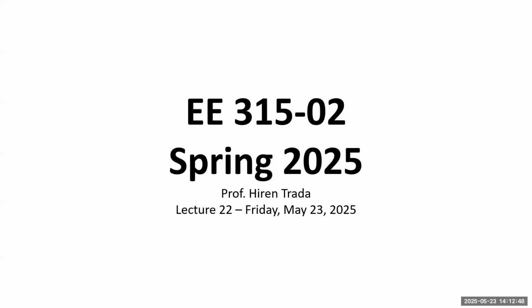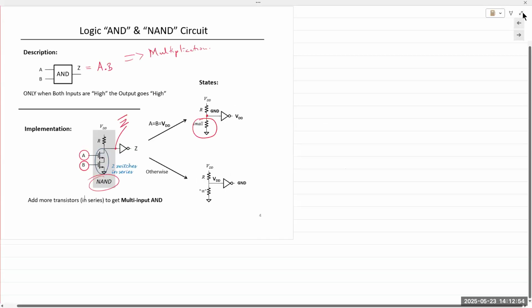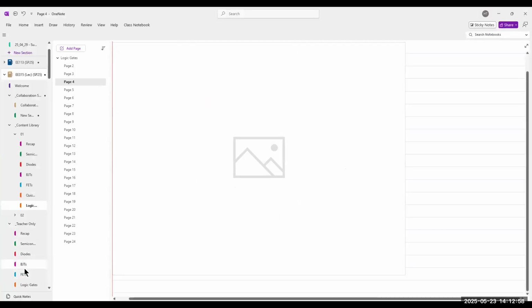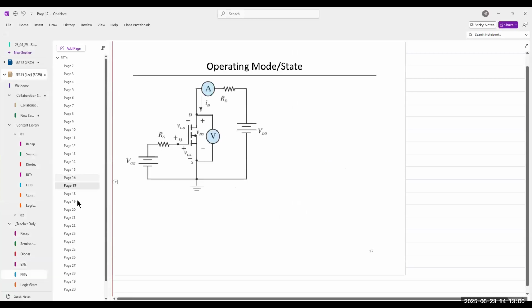All right, let's get to our MOSFETs. Do a few example analyses, and then we'll get to logic gates.